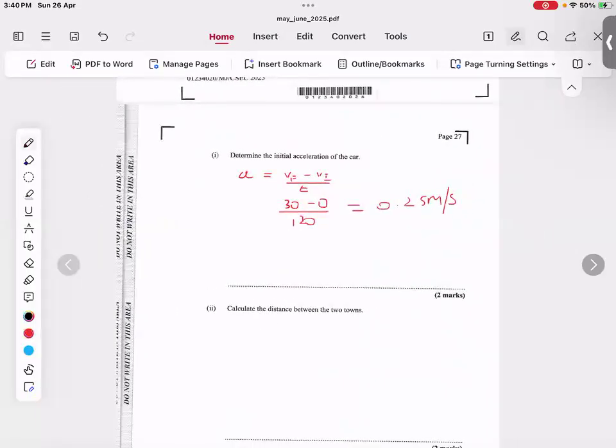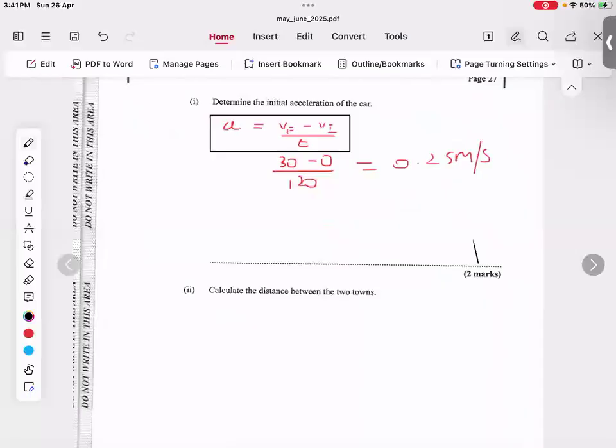So jot that down. Initial acceleration is final velocity minus initial velocity divided by the time taken. In my head, I don't know where I'm getting divided by 2 from.